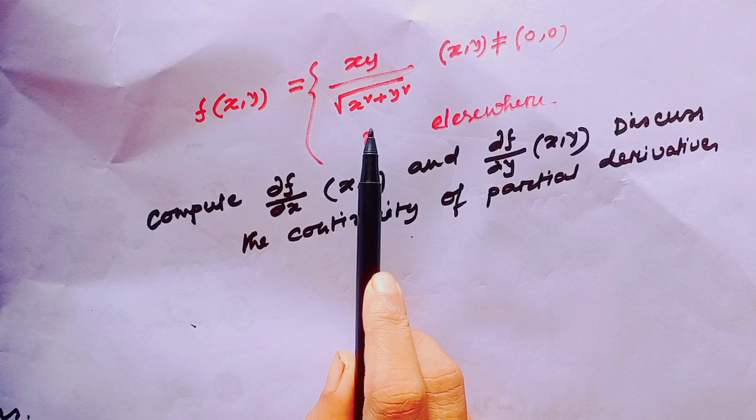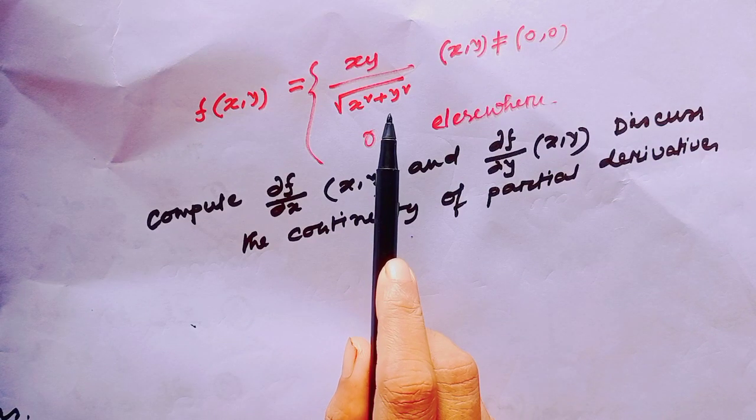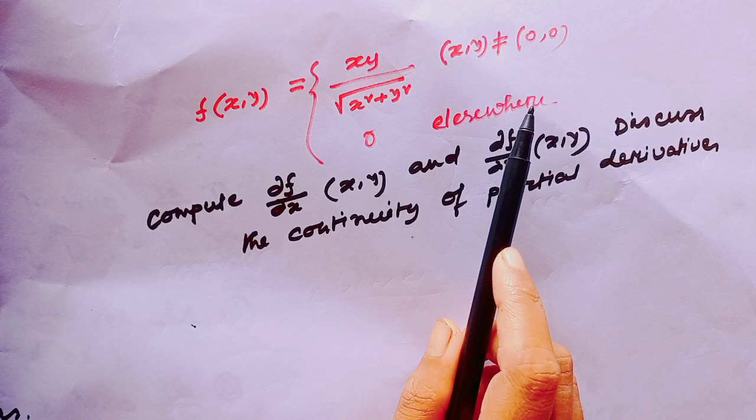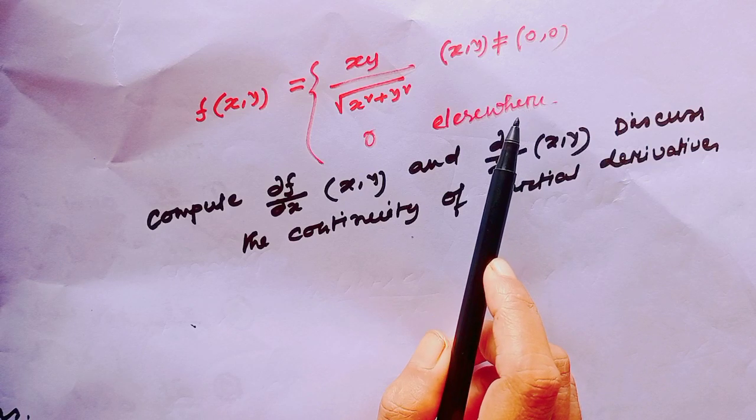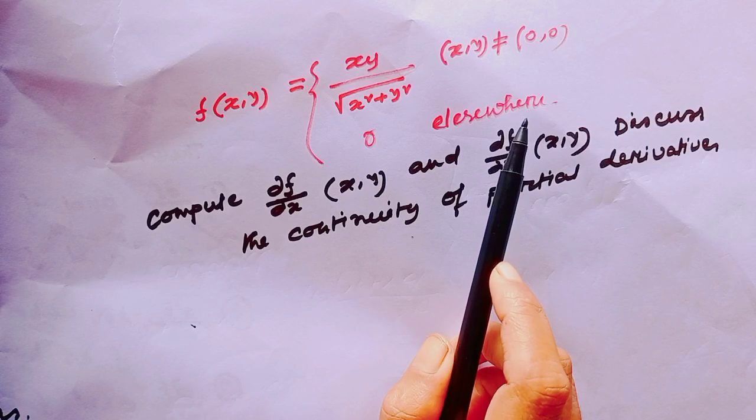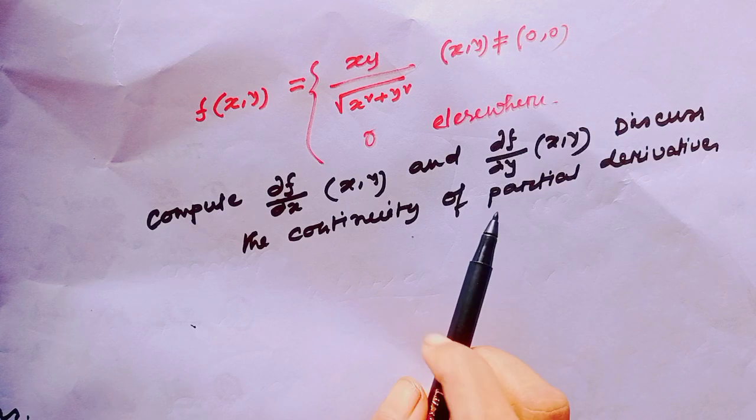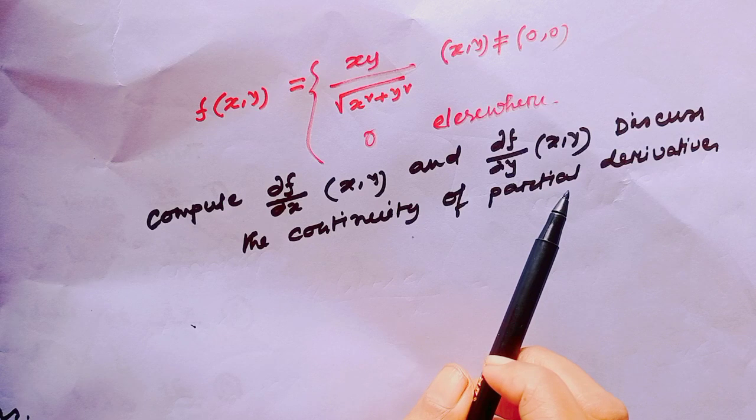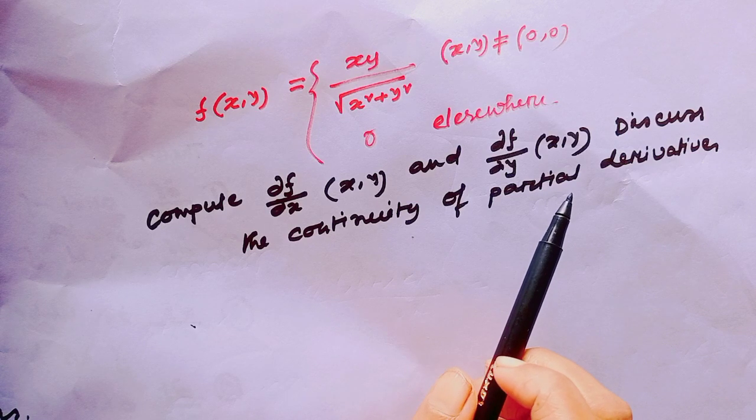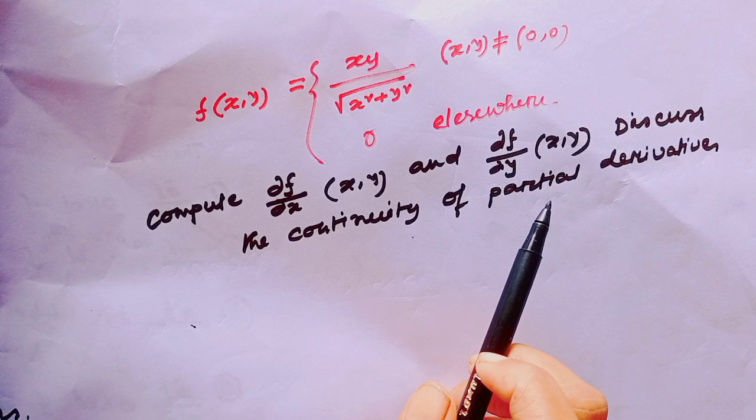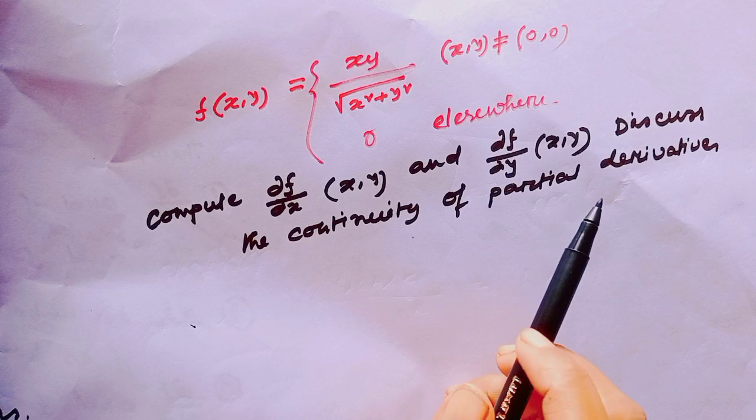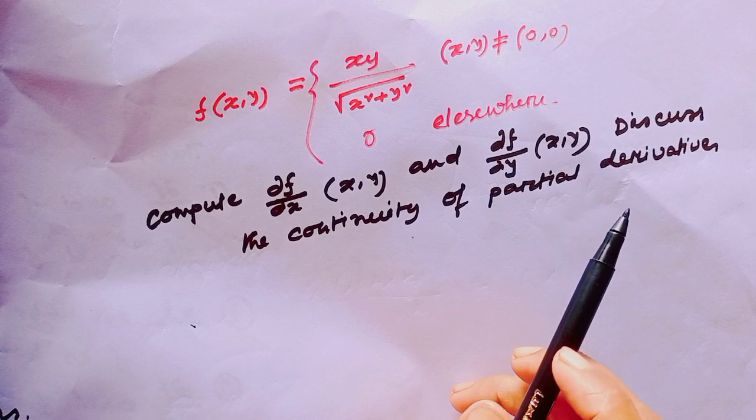Okay, now I will see another example. This is the example: f(x, y) equal to xy over x square plus y square when (x, y) not equal to (0, 0), otherwise the value of the function is 0. Here, partial derivative with respect to x and partial derivative with respect to y exist at any arbitrary point (x, y). But I will observe that this partial derivative of the function is not continuous.